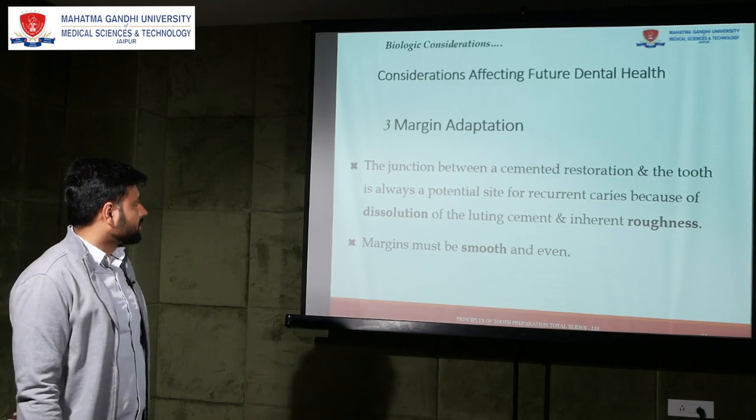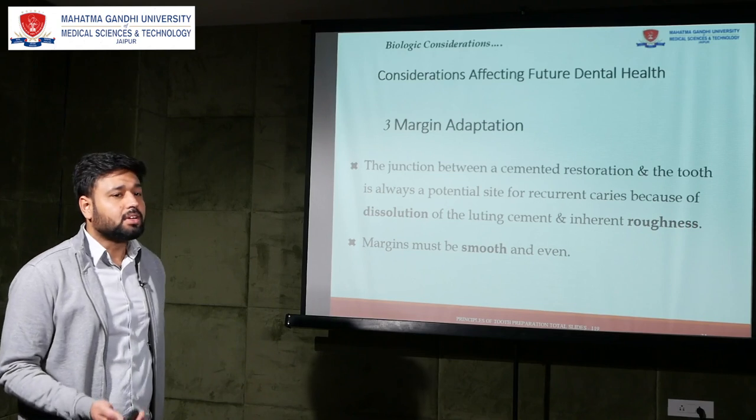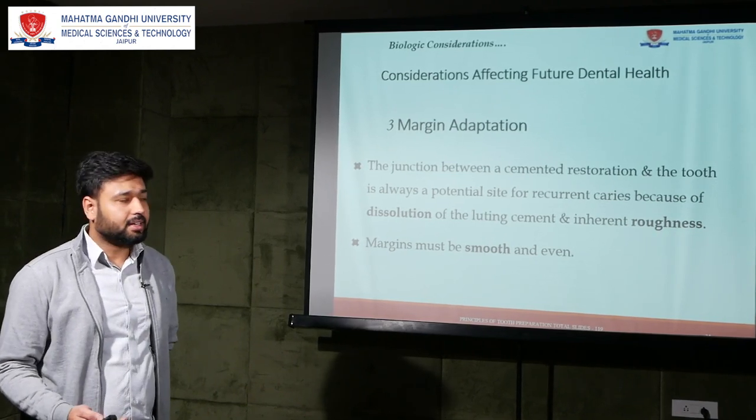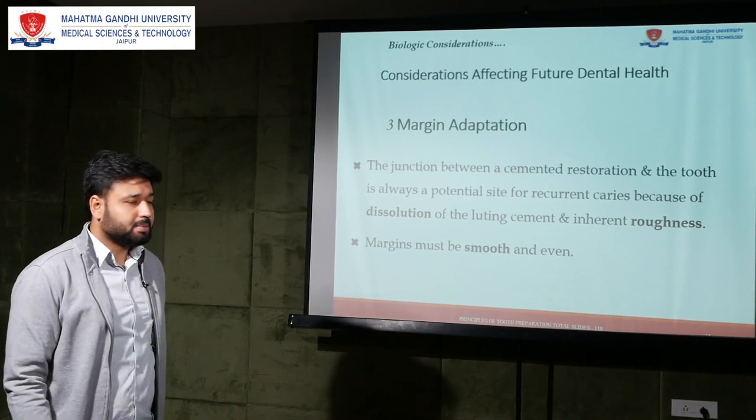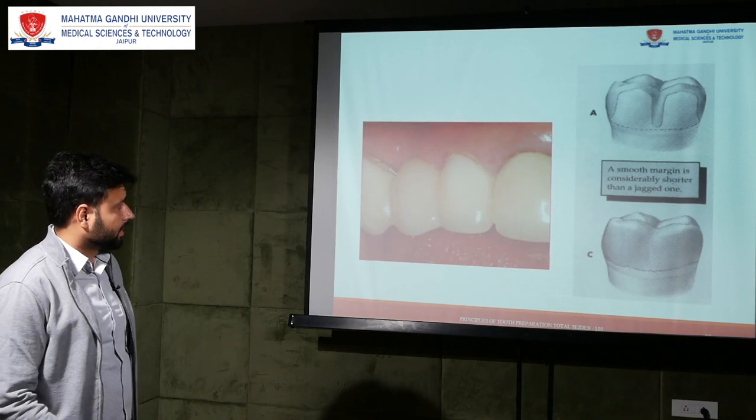Then margin adaptation. The junction between a cemented restoration and the tooth is always a potential site for recurrent caries because of dissolution of the luting cement and inherent roughness. So margins must be smooth and even, and well adapted. Like this.